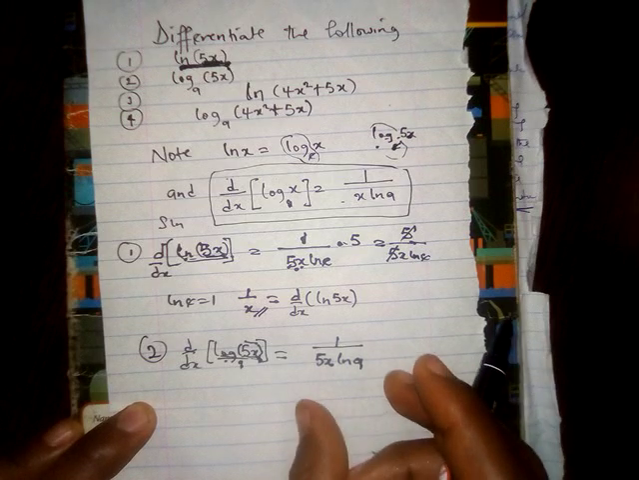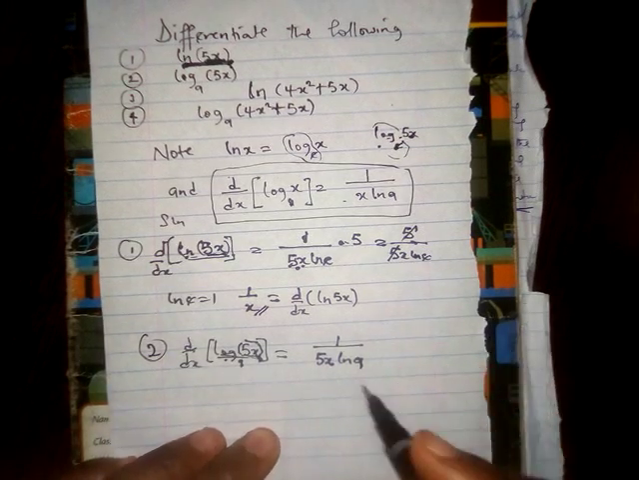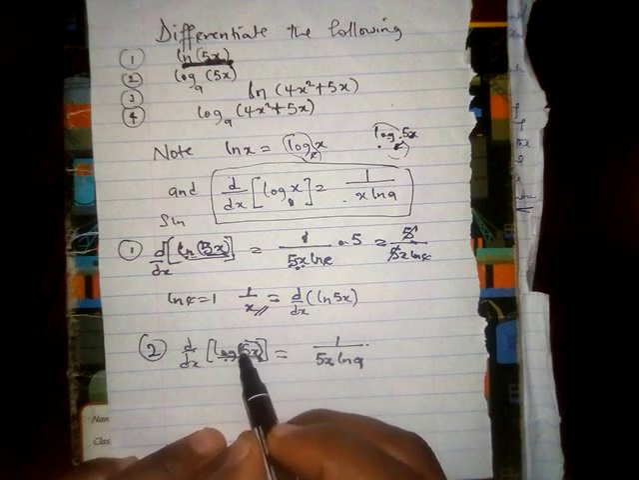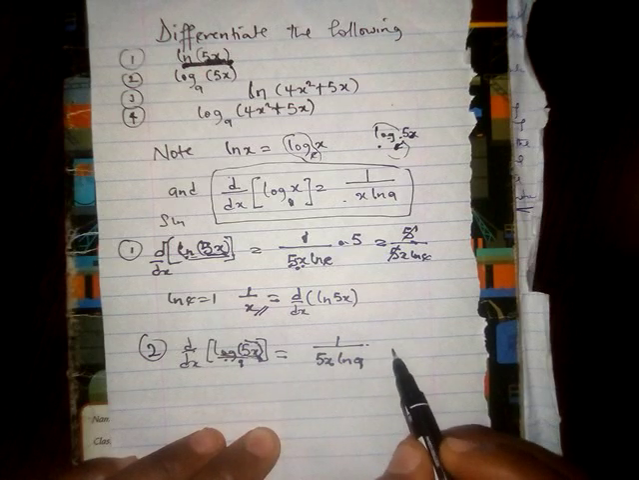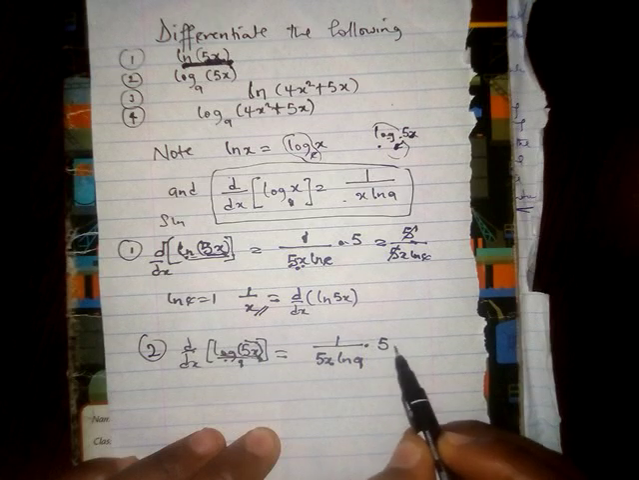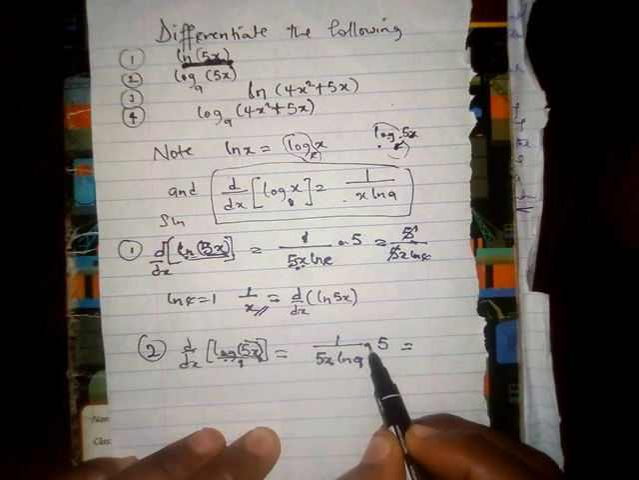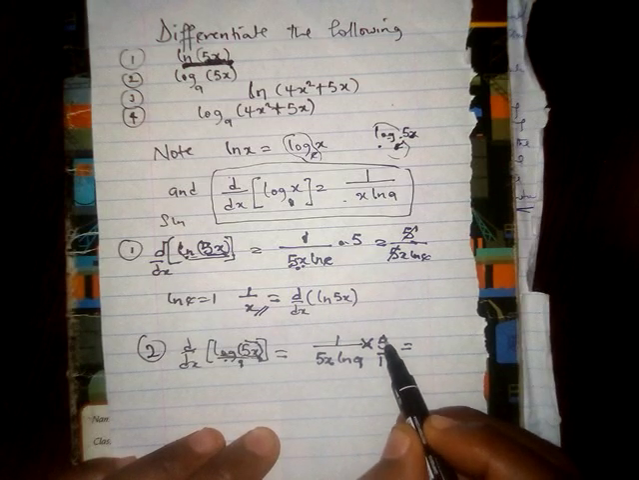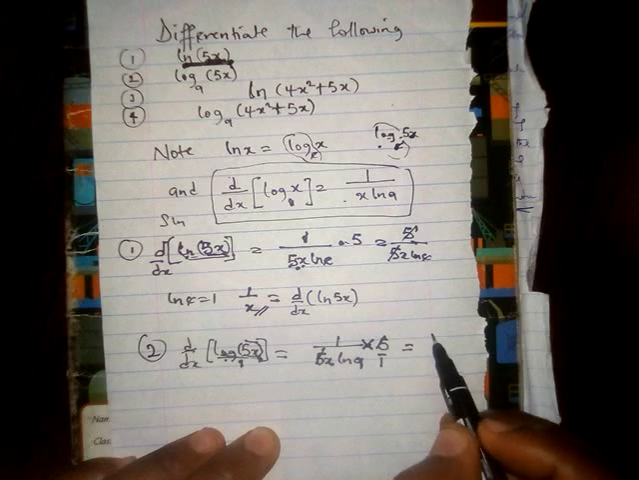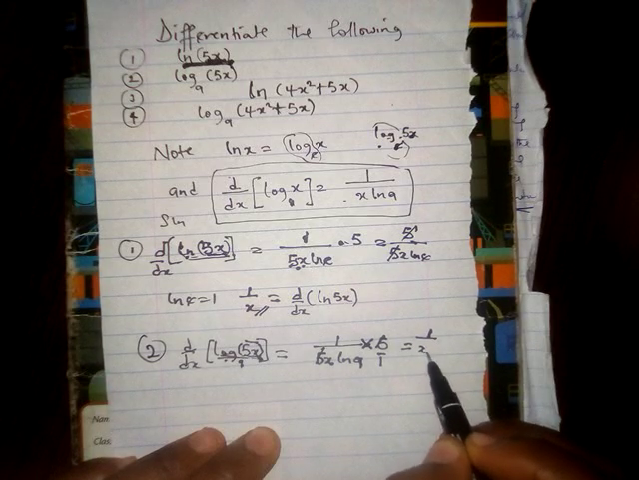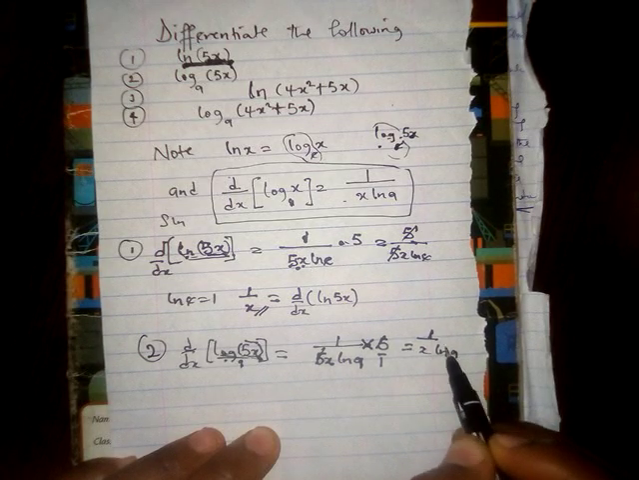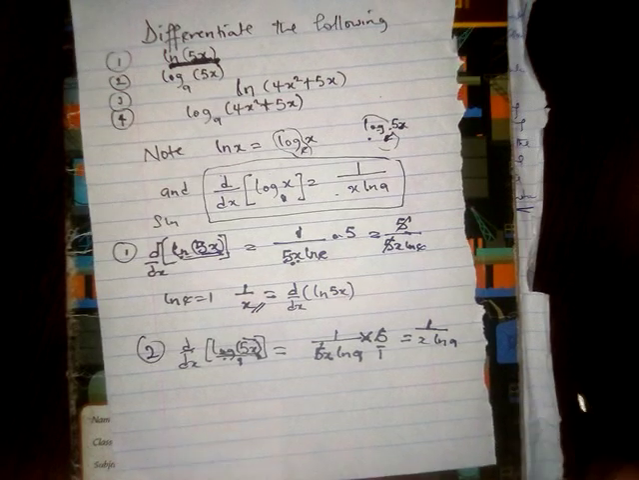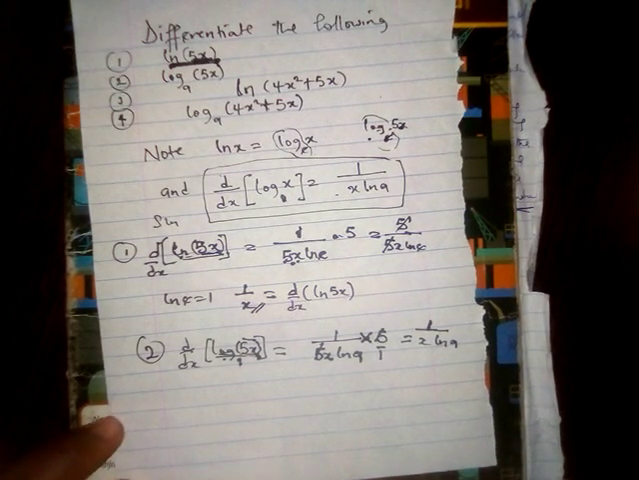The ln of the base is ln a, times, we're going to differentiate the inner function. If we differentiate the inner function, we have this as 5. So multiplying these two, this dot here means multiplication. We're going to have this cancel. We're going to have this as 1 over x ln a. So that will be our answer for number 2.